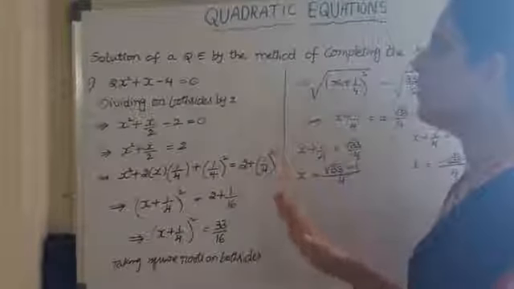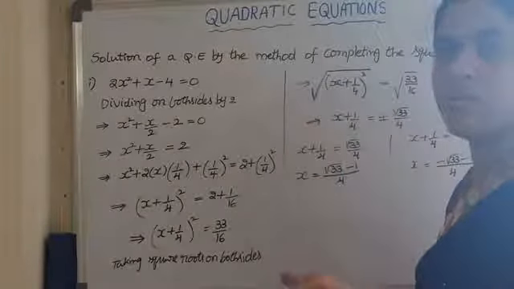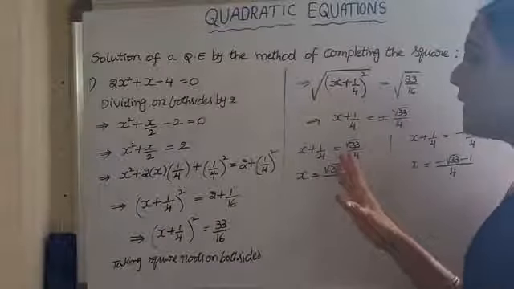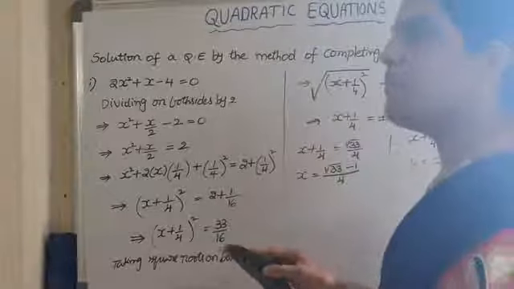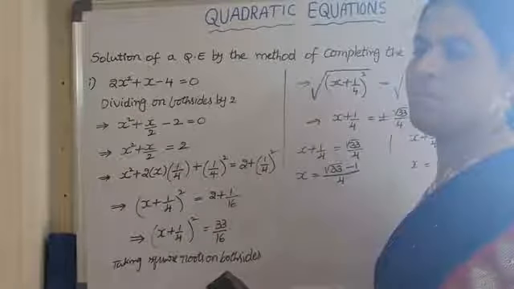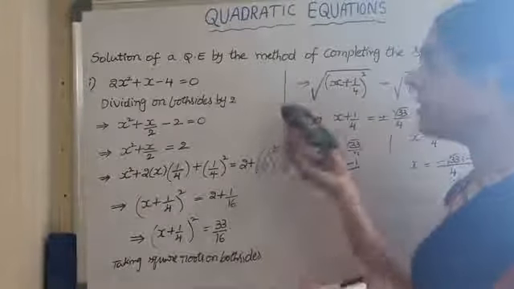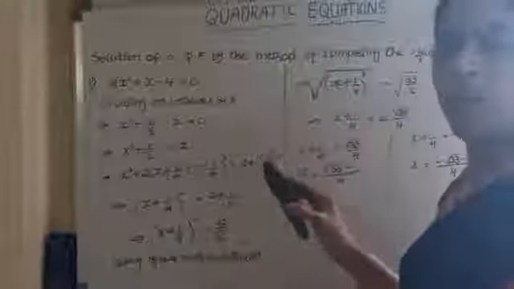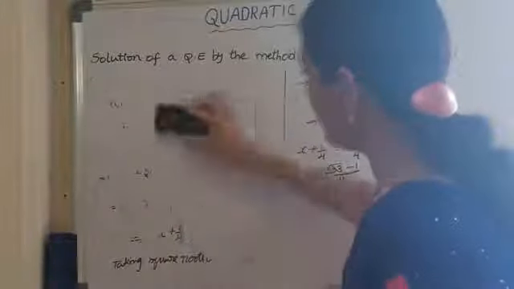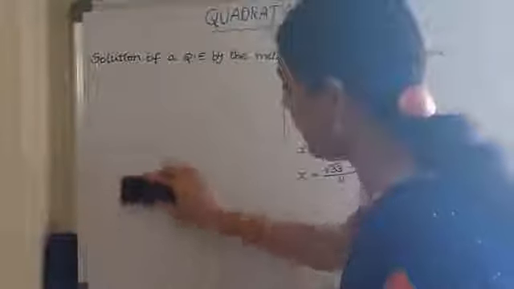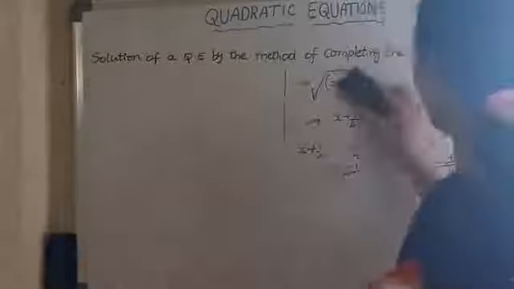This is the way to find the solution or roots of a quadratic equation by the method of completing the square, which is a very important method. If in any examination we ask you to do it by the method of completing the square, then only you can use this one. Okay? Another sum we will do, same model. Then you will get good idea, good clarity.